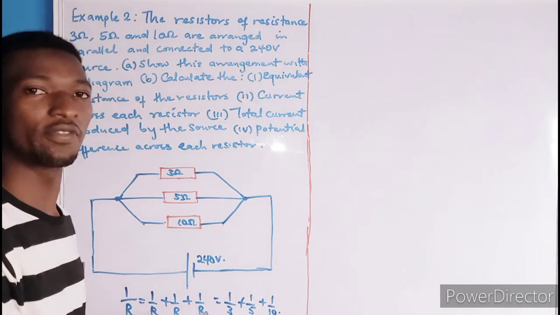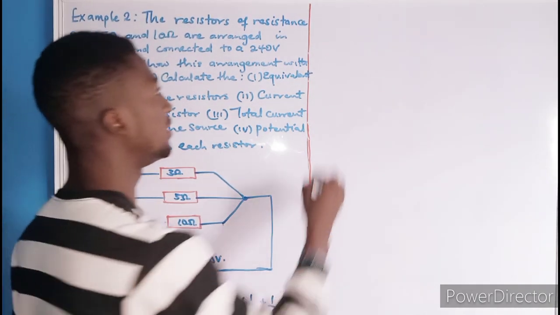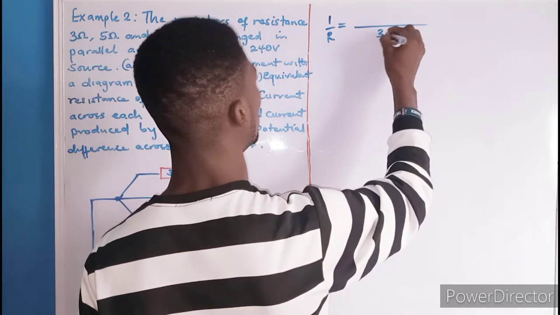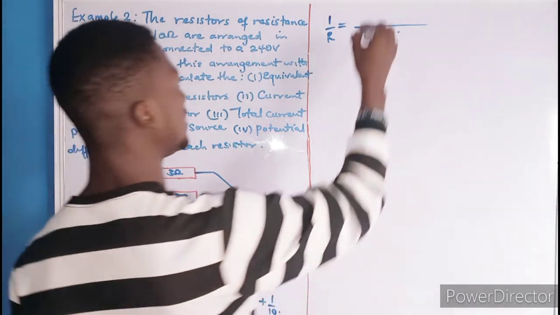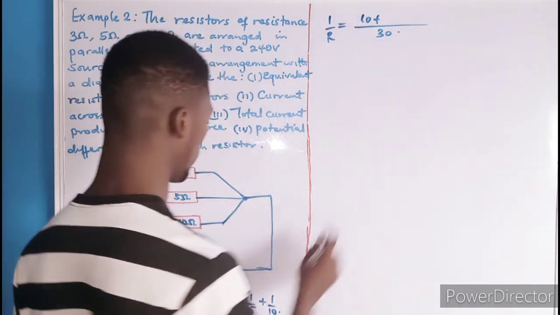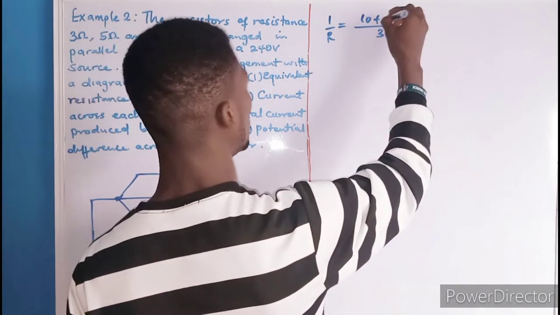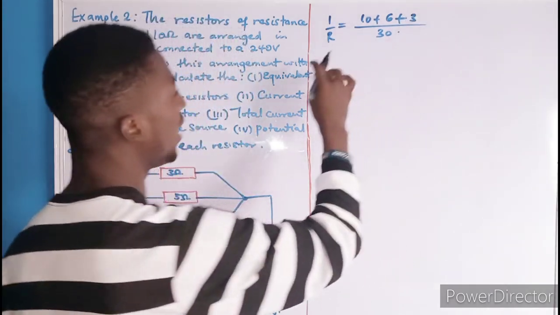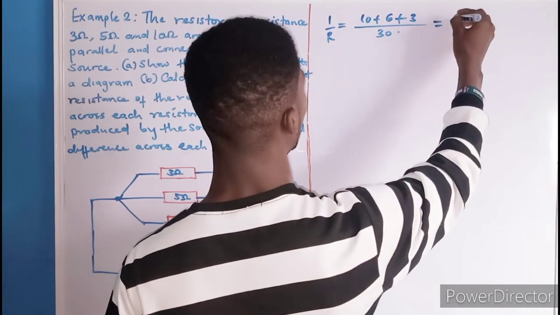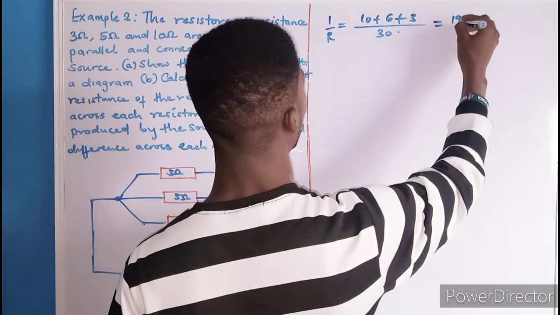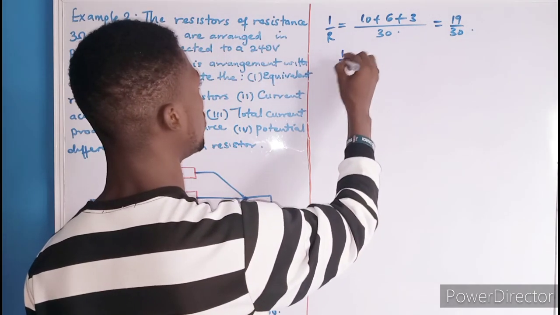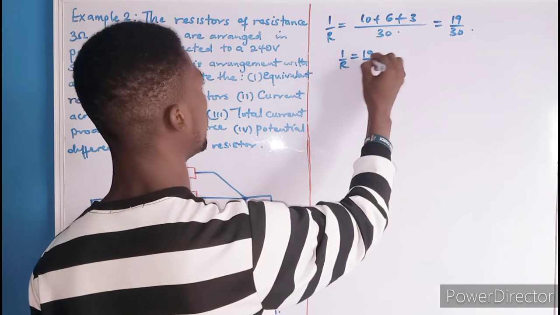So what's the LCM of 3, 5, and 10? The LCM of 3, 5, and 10 is 30, right? Then you have 3 in 30 is 10, plus 5 in 30 is 6, plus 10 in 30 is 3. So when you add all of this together, you get 19 over 30. Therefore our 1 over R is equal to 19 over 30.